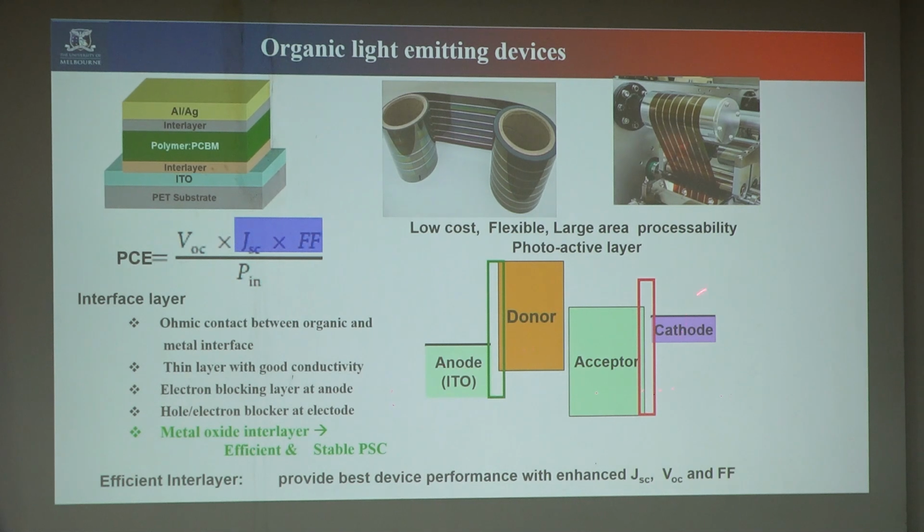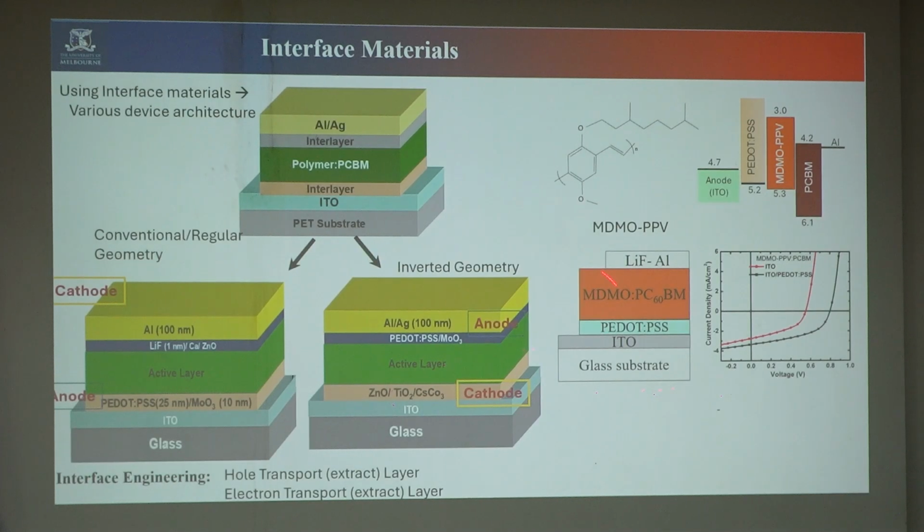Okay. If you cover this organic layer with the metal oxide, then the metal oxide not only extracts the electrons or holes, at the same time it protects the active layer from further degradation. That's why metal oxide interlayers are preferred over organic interlayers, especially for stability and efficiency. Hope you got that.